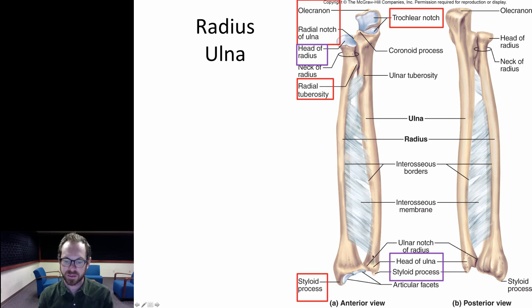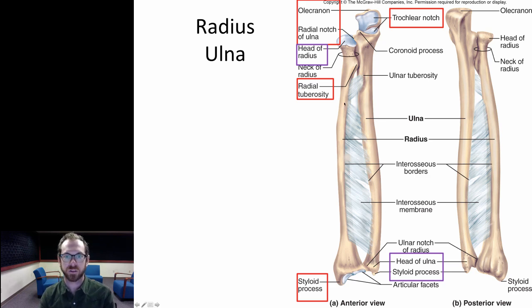This is going to be our distal end, and we've got two features here that are named the same and they're on different bones. This is the styloid process of the radius, and this is the styloid process of the ulna. And if we were just to feel on the medial and lateral side of your wrist, you can really feel that styloid process on both of those bones.